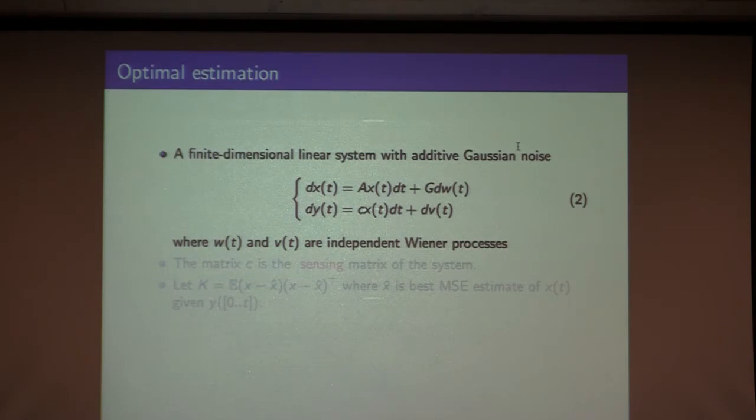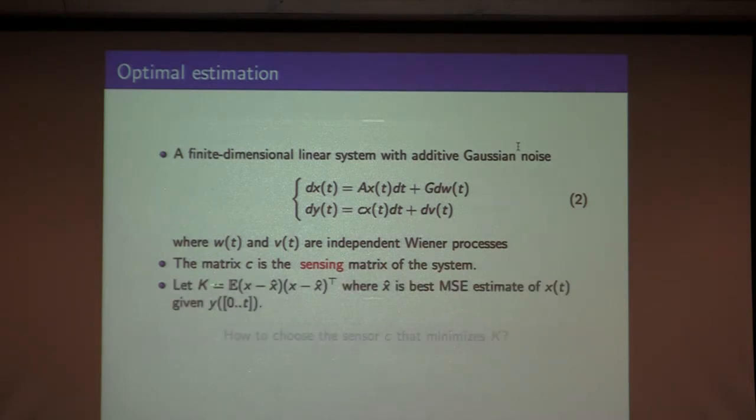Okay, in the estimation setting, this is what we have. We have a linear system driven by noise. Here I did not try to control. You can add a control, it does not change anything. Observe here through this linear equation. That's a typical setting for a continuous time Kalman filter. W and V are independent Wiener processes. I'm going to call C the sensing matrix of the system.